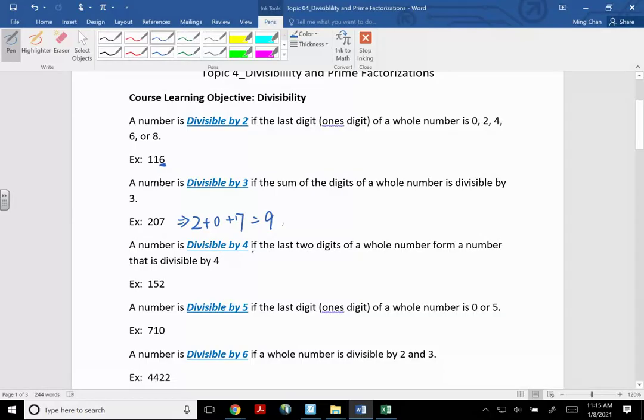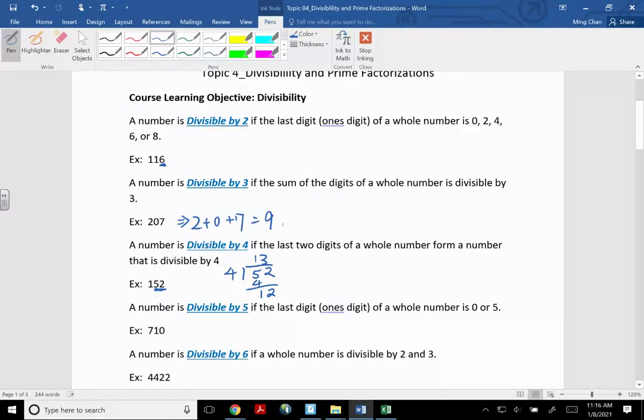Divisibility by 4 is saying if the last two digits of a whole number form a number that is divisible by 4. So divisibility by 4 is looking at the last two digits. The last two digits are 52, right? So can 4 go into 52? Let's try it. 4 goes into 5 one time, 1, bring down the 2. 4 goes into 12 three times. So 4 does go into the last two digits, which means 4 can go into 152.